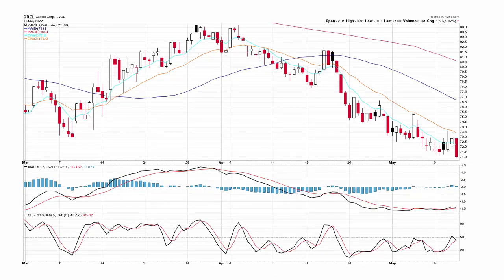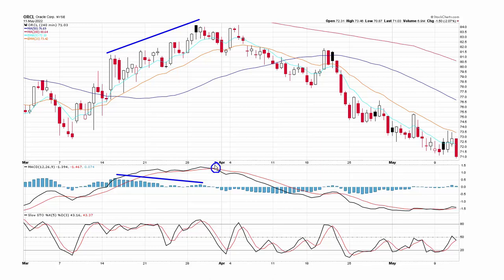This is a bounce within a downtrend. So first you have prices making higher highs here. This is the 240-minute chart, so it's the 4 hour chart. The MACD histogram is making lower lows, or lower highs, I should say. So there's your negative divergence.